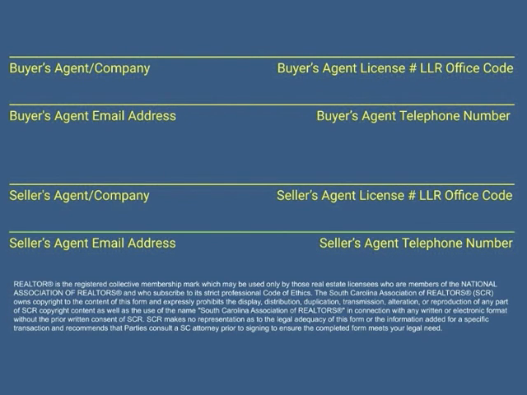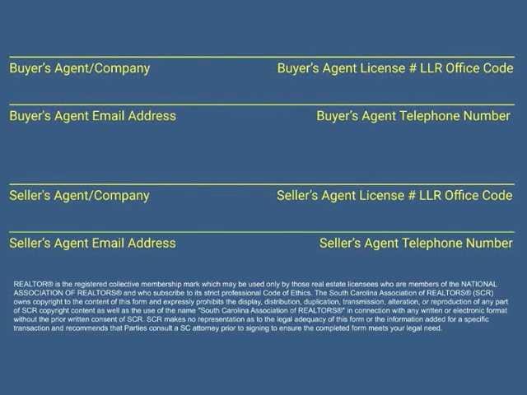I know that you can all read, but the top section is for the buyer's agent and company. Then your buyer's agent license number, that's your LLR license number, and the LLR office code number. If you do not know your LLR office code, it is on your license. Your license number and the office code number are both on the license itself. It should be on your pocket card. You can find it there, or you can go to the LLR website and find it there.